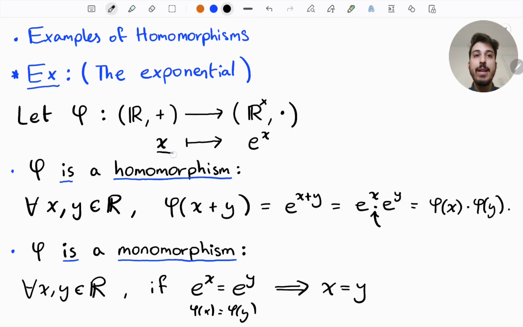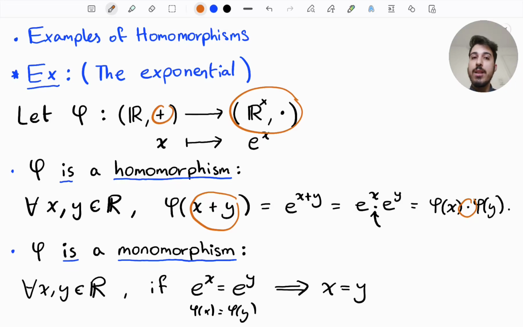And phi is in fact a homomorphism because for all x and y in R, phi of x plus y is equal to exponential to the power x plus y, but we can use the exponential laws that we know and love to separate the x and y's. We get e to the x times e to the y, and that is equal to phi x times phi y. Notice here that while the operation on the left is addition, which respects the operation in the group on the left, this operation is multiplication, which respects the operation of the group on the right.